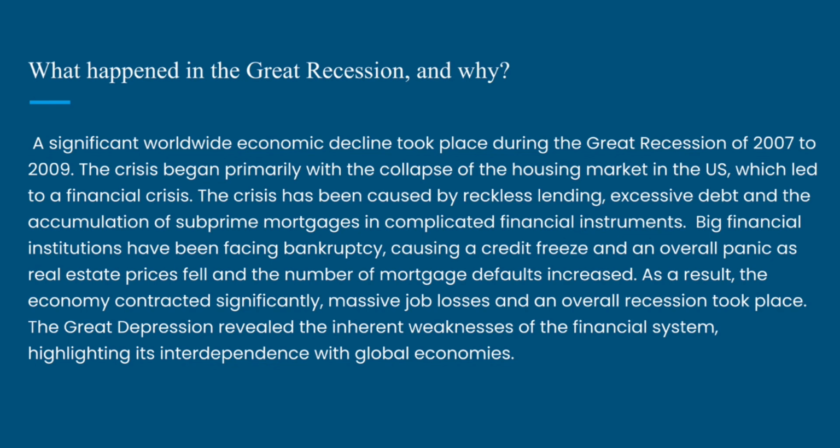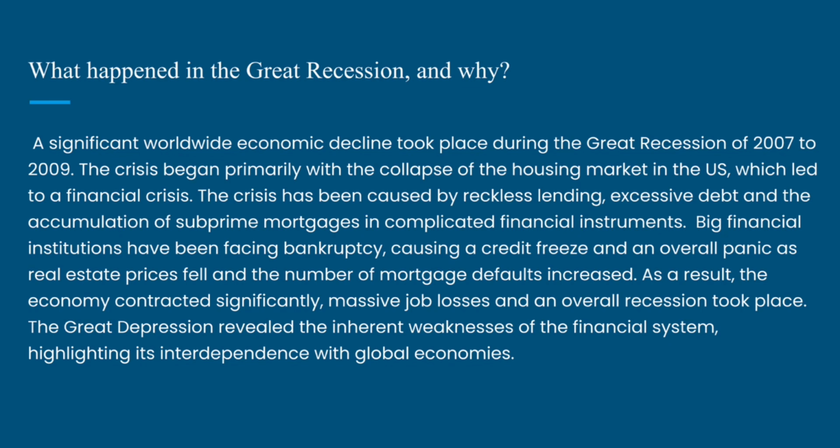The crisis began primarily with the collapse of the housing market in the US, which led to a financial crisis. The crisis was caused by reckless lending, excessive debt, and the packaging of subprime mortgages in complicated financial instruments. Big financial institutions faced bankruptcy, causing a credit freeze and an overall panic as real estate prices fell and the number of mortgage defaults increased. As a result, the economy contracted significantly. Massive job losses and an overall recession took place.